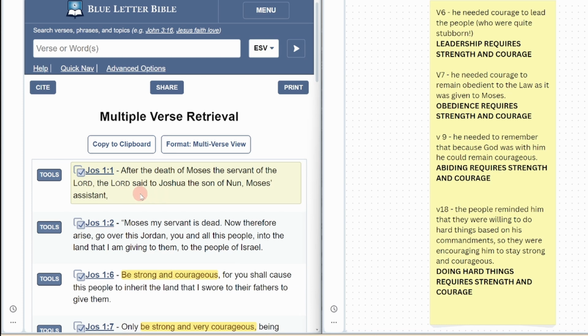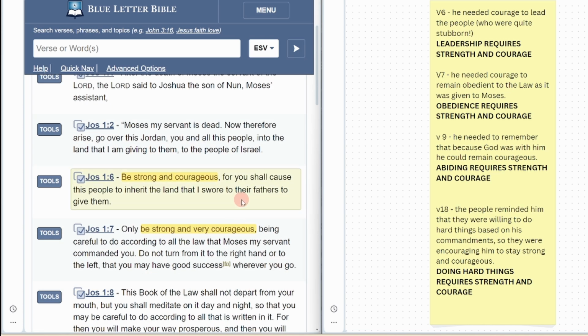After the death of Moses, the servant of the Lord, the Lord said to Joshua, the son of Nun, Moses' assistant, Moses my servant is dead. Now therefore arise, go over this Jordan, you and all this people, into the land that I am giving to them, to the people of Israel. Then I'm jumping to verse 6. He gives some more instructions in there, but we're going to jump to verse 6.